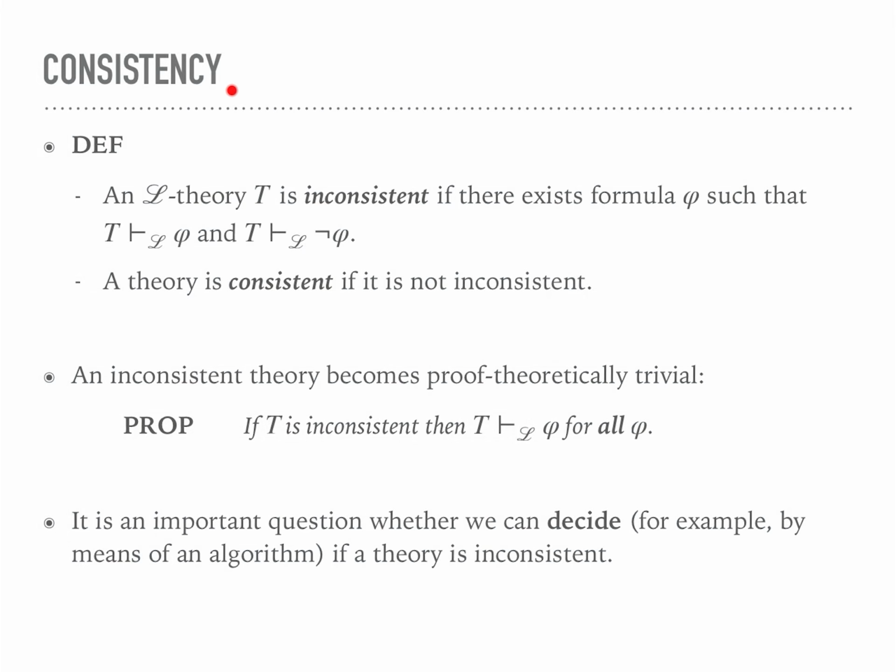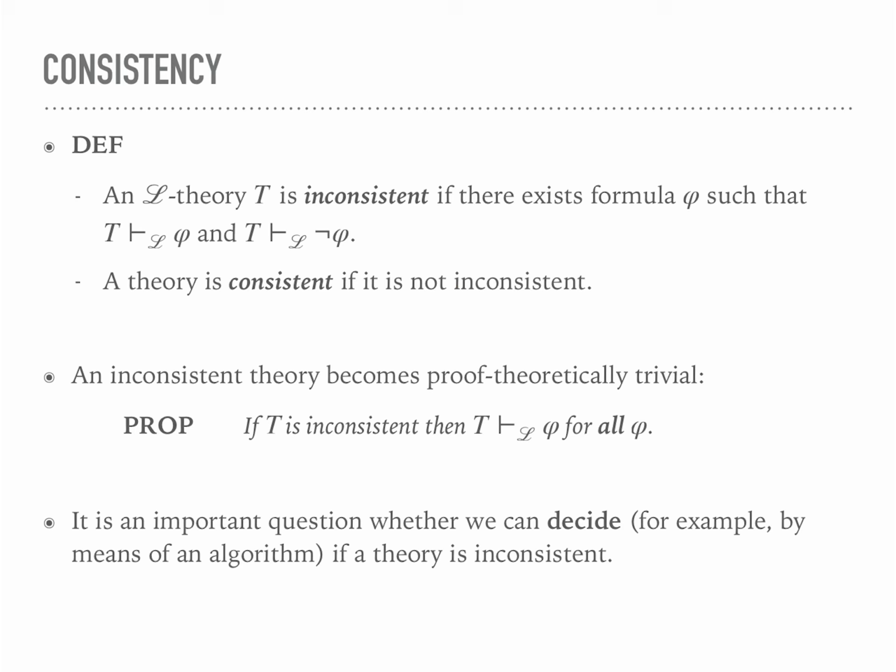Let's start with consistency. For this, we first define what inconsistency is. Namely, an L-theory T is inconsistent if there exists a formula phi such that T proves phi and it also proves not phi. And the theory is then consistent if it is not inconsistent.